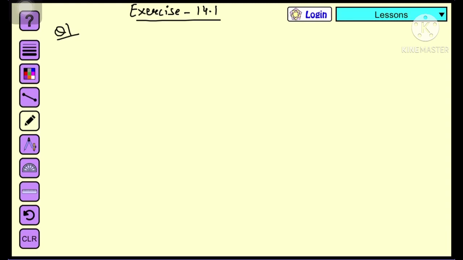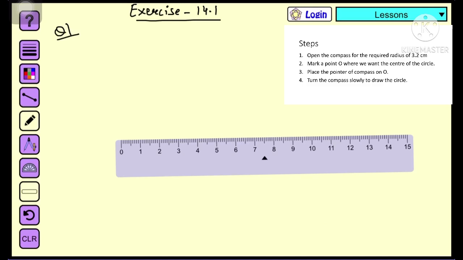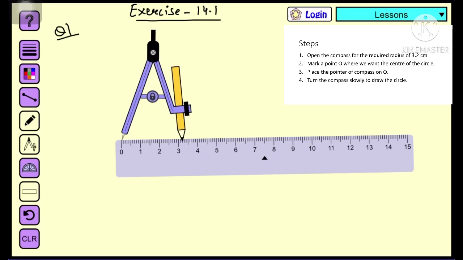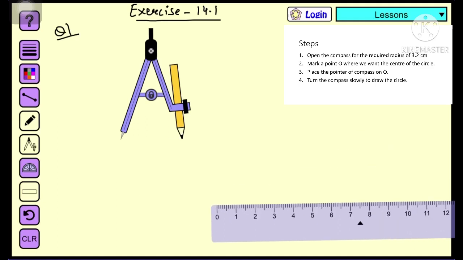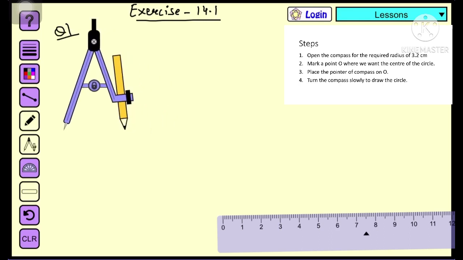So question number 1 is: draw a circle of radius 3.2 centimeter. We will do it stepwise. First step: open the compass for radius 3.2 centimeter. You measure it like this, so it is 3.2 centimeter, and lock it. This means you need not change the radius again and again. Do not increase or decrease, just keep it 3.2 centimeter.